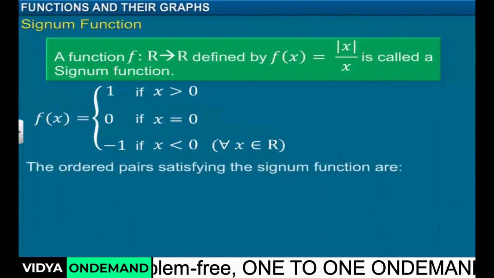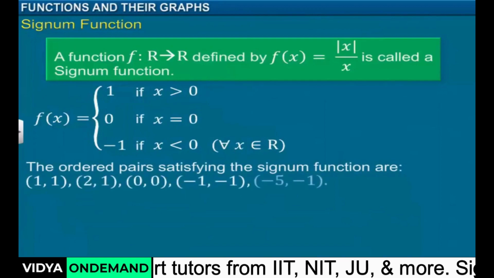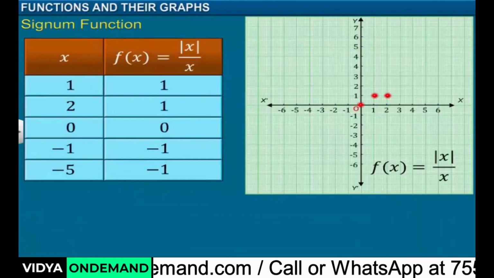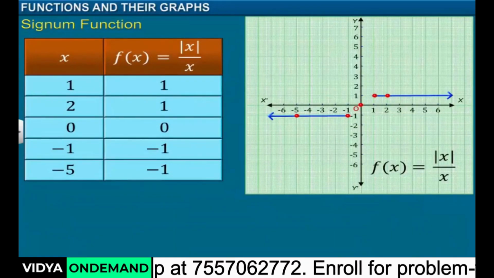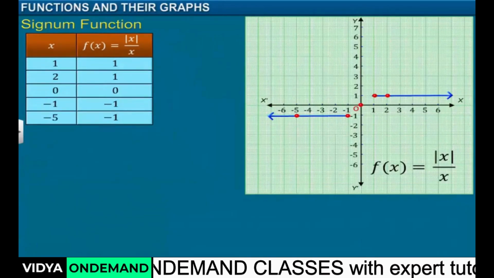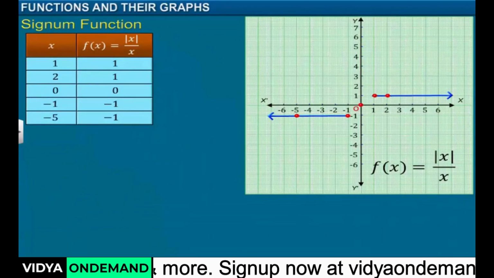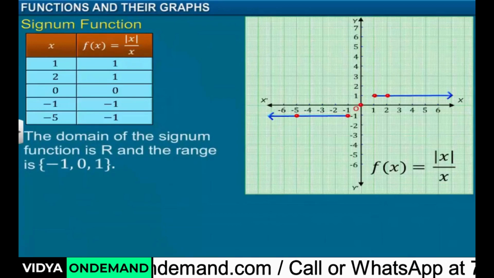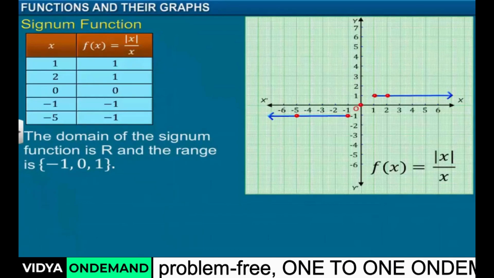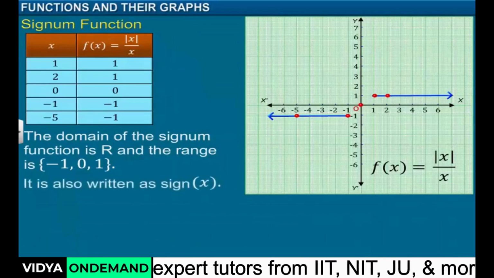Some ordered pairs satisfying the signum function are. On plotting these points on the Cartesian plane and then joining them, we get the graph of signum function f of x is equal to mod of x divided by x. The domain of a signum function is the set of real numbers, and the range is the set having the elements minus 1, 0, and 1. It is also written as sgn x.